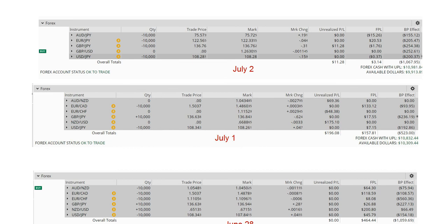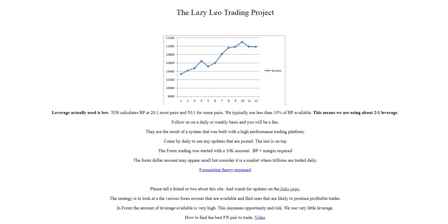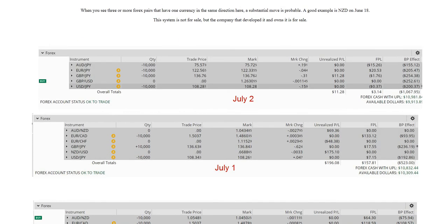Do what's right for you, and just come back on a daily basis and see what he's doing. Right? See which ones are there. Now here's a chart which shows you what the total is. You see that chart up there, and that reflects if you add forex cash with UPL and this number here. This is what you wind up getting.